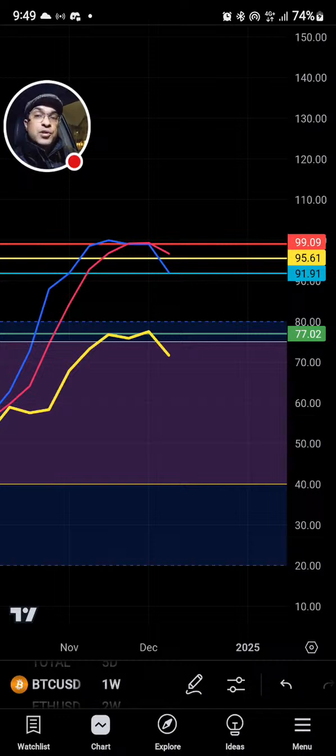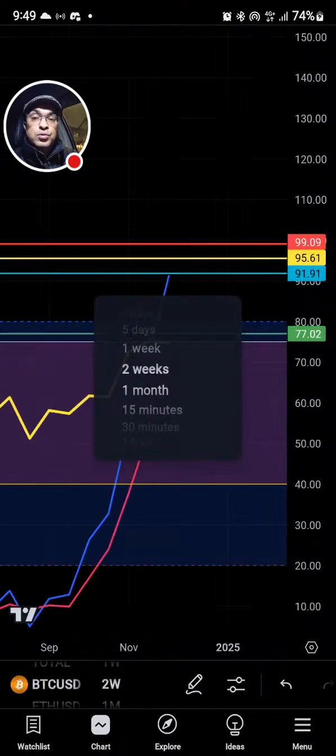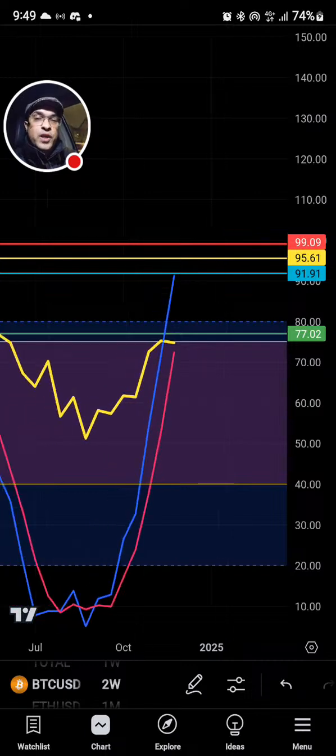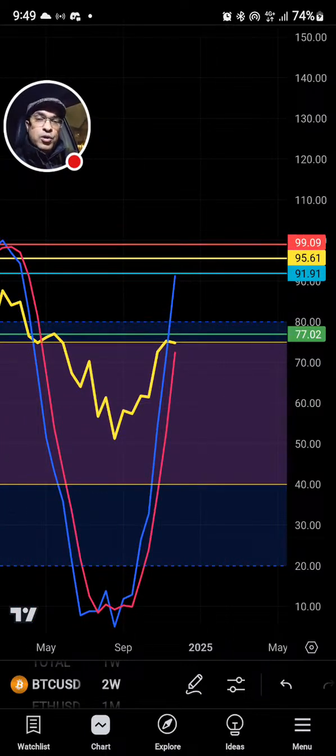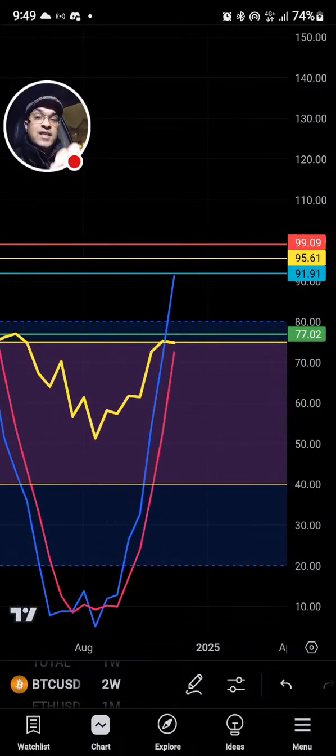Just look at these two, and this is on a weekly, and I'm going to change things up a little bit. Now I'm going to go to 2 weeks. What do you see on a 2 week? On a 2 week, this is what I see. I see there's still momentum in the market, telling me this whole thing has enough energy to shoot forward. That's what I see here.